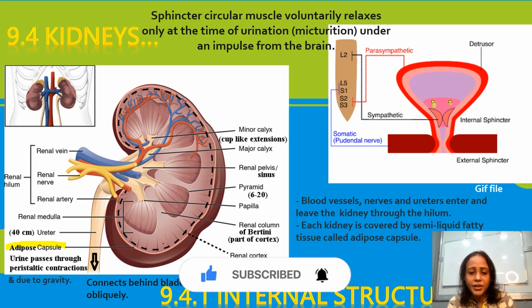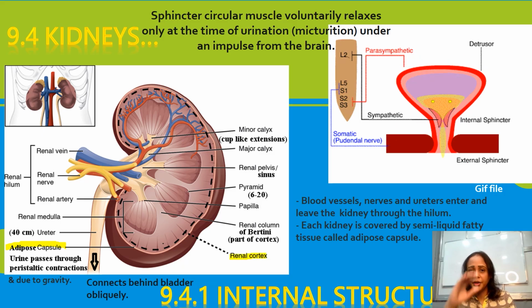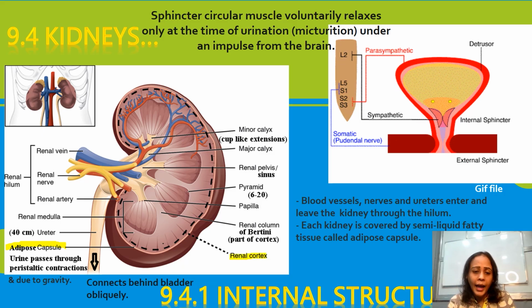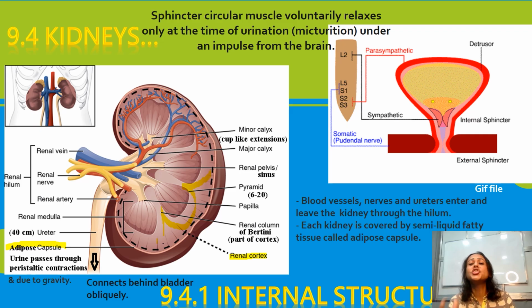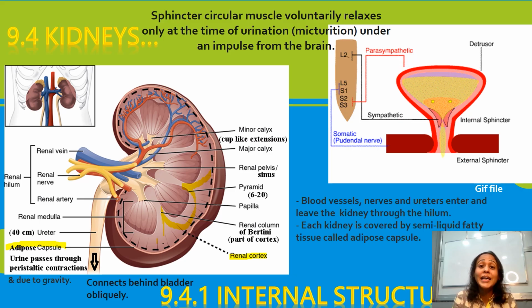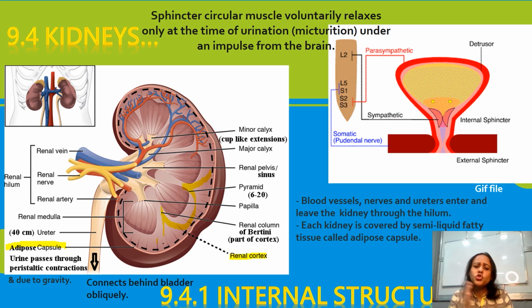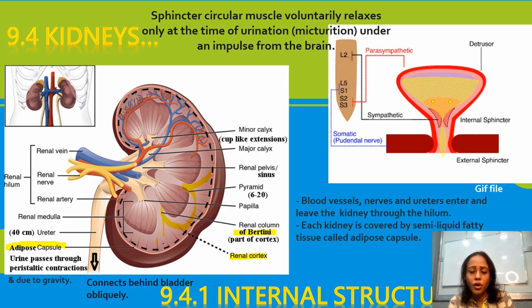Inside that we have the renal cortex area. Renal cortex is the outer area, and the cortex area goes in between the pyramids like this, which are called the renal columns. Now, renal columns were first observed by a scientist named Bertini, so it is also called the column of Bertini. Here we have highlighted that for you already.